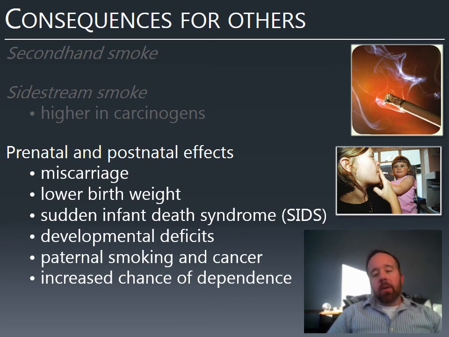Also, there's an increased chance of dependence, especially for adolescent smokers who were exposed to tobacco prenatally. So if the mom smokes, that child is more likely to become dependent on tobacco. Not more likely to use tobacco necessarily, but if they do start using tobacco, they are at a higher risk for dependence.